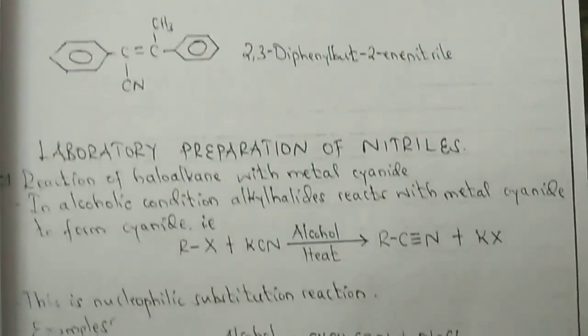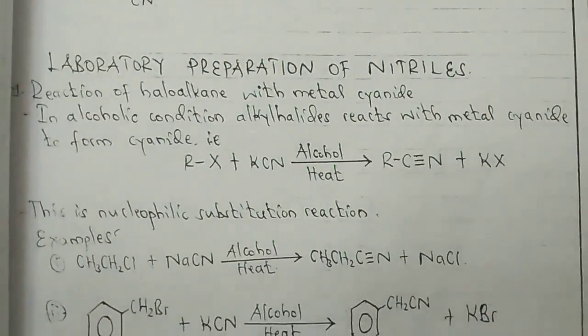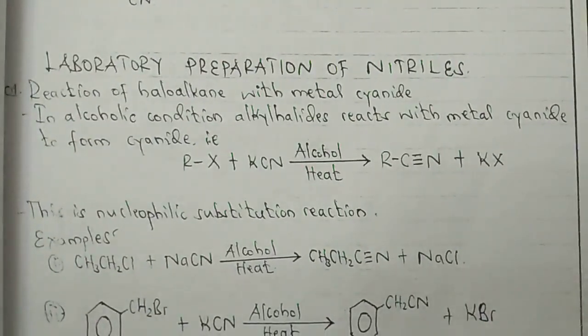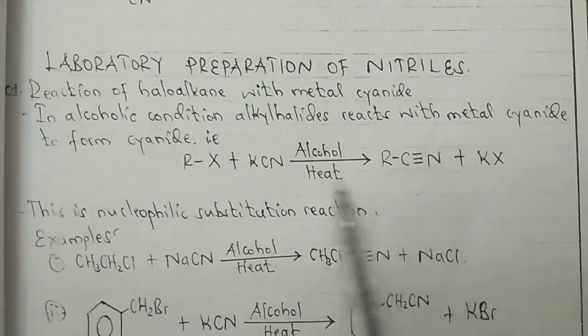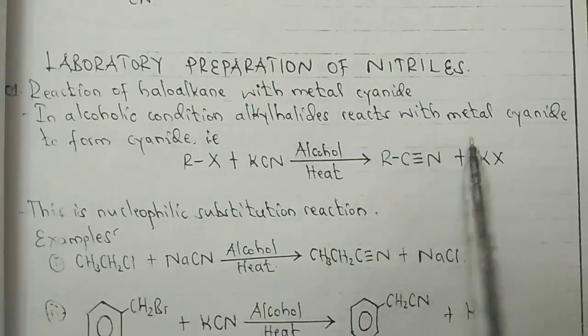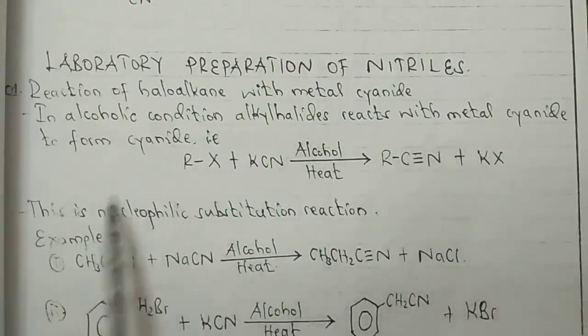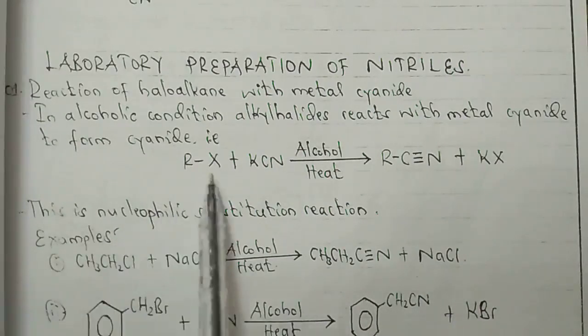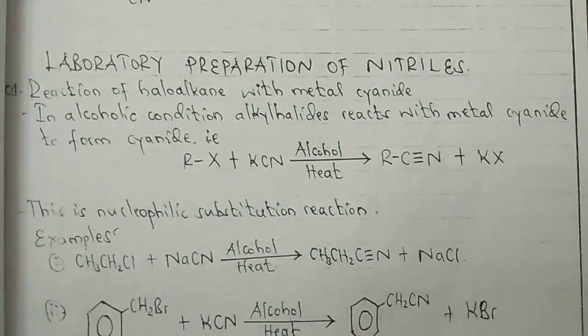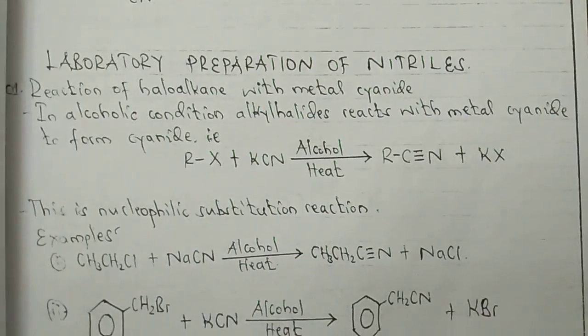Laboratory preparation of nitriles, how we can prepare them. Reaction of alkyl halide with metal cyanide. In alcoholic condition, alkyl halide reacts with metal cyanide to form cyanides or the nitriles. So tunakuwa na RX plus yule pale, haloalkane with metal cyanide in alcoholic condition pamoja na heat.